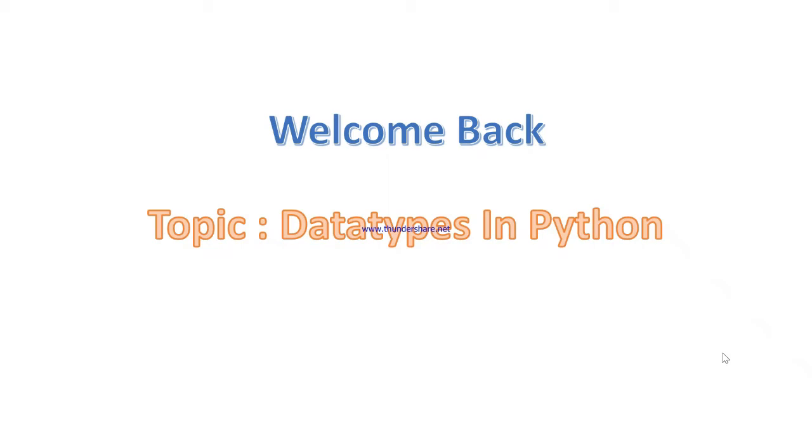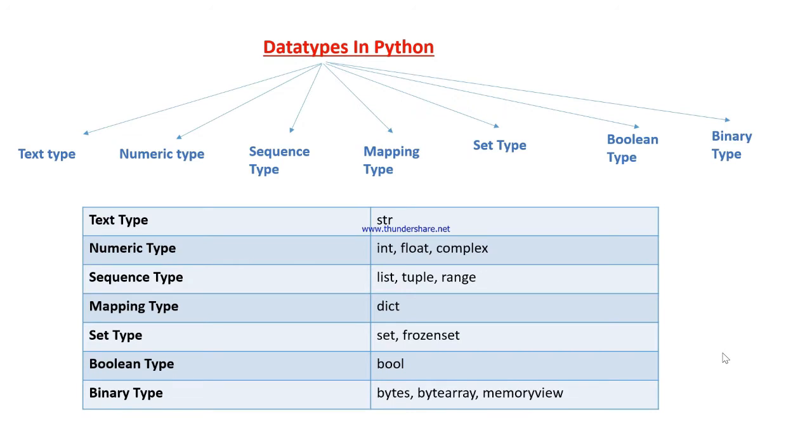Hello everyone, welcome back. In this video we are going to discuss the data types in Python. Basically there are 7 categories into which all the data types present in Python are categorized. The first one is the text type, in which string type variables come under this, and in numeric, int, float, complex. These are the 7 data type categories, and we will be implementing them in our program one by one so that it will clear all the doubts in your mind.